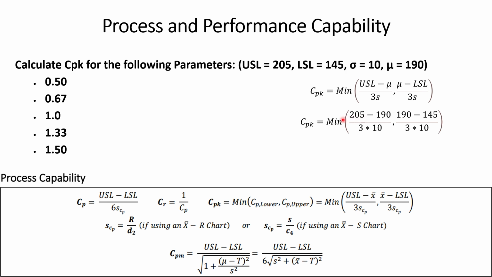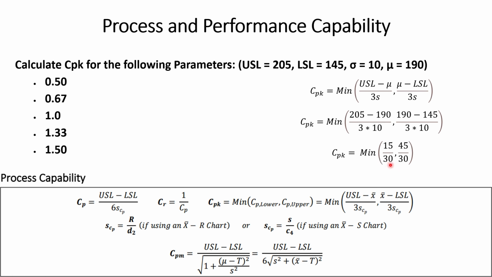So the upper spec is 205 minus the mean of 190, divided by 3 times S. Now in this particular equation, we have S, which is the sample standard deviation. In this particular example, we know the population standard deviation. It's really all the same, so plug that in here as the variation on the bottom. And then we can calculate the lower side. So 190 minus 145 divided by 3 times our sigma value of 10.